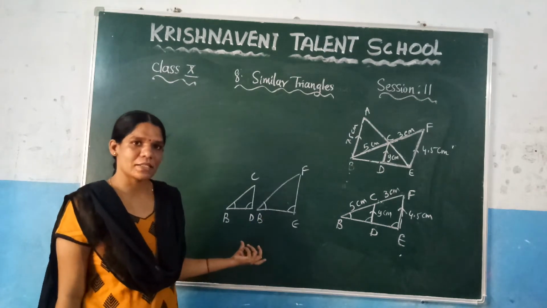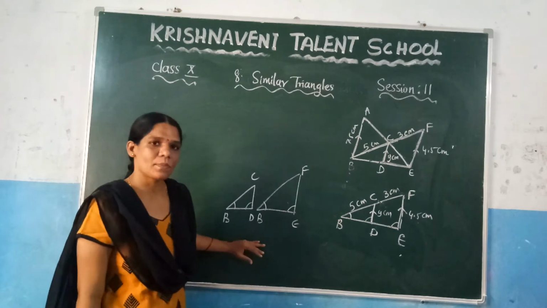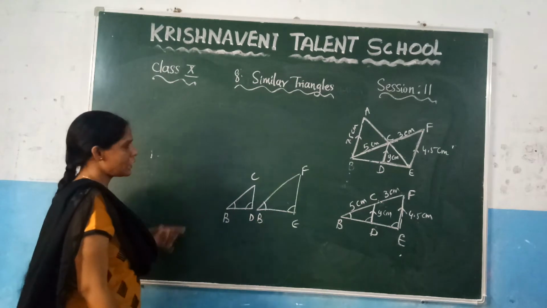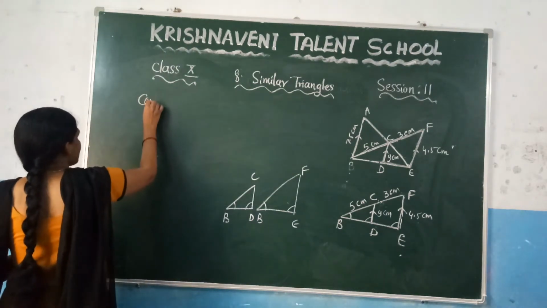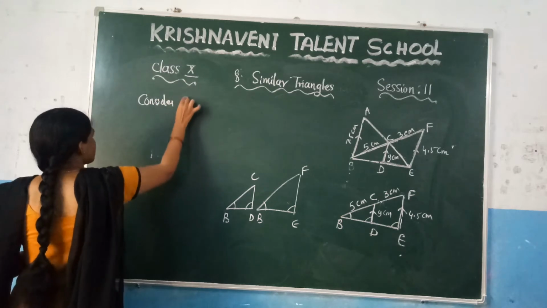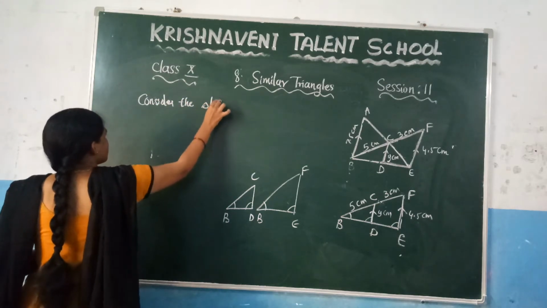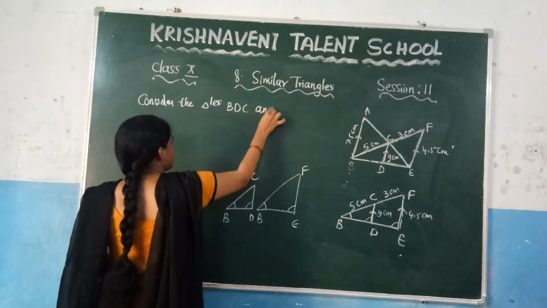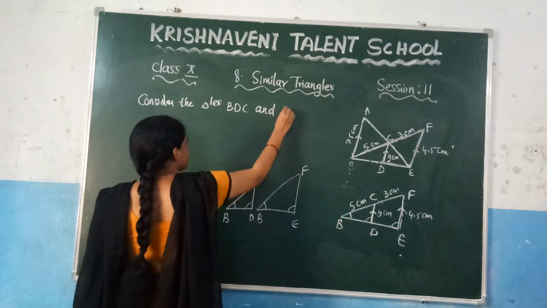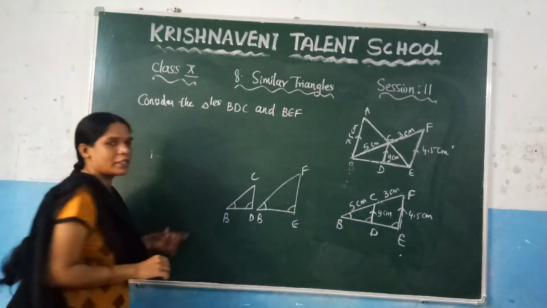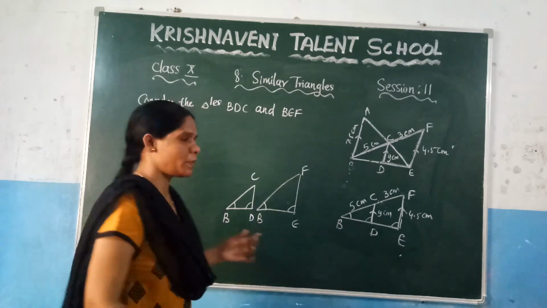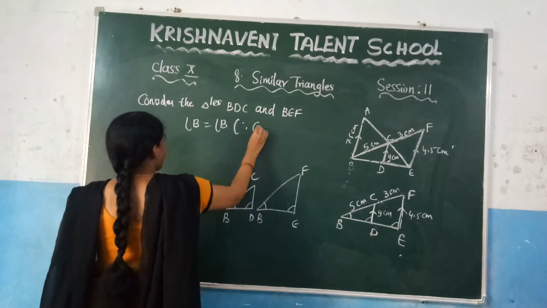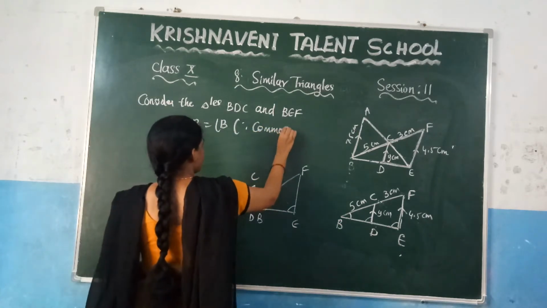If these two triangles are similar, now you can apply the similarity concept, that the corresponding sides are proportional. So here what you will get, write it here, consider the triangles. What are the triangles? BDC and the bigger triangle which is BEF. So in these two triangles angle B is equal to angle B. Why? Because it is the common angle.